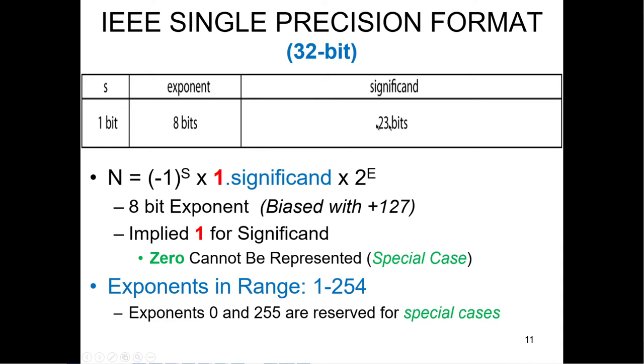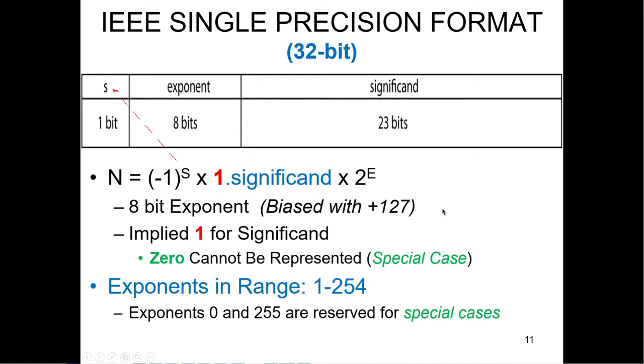And then 23 bits of significand with a 1 point appended in front of it, because it's implied. So that means 0 can't be represented. It has to be a special case. The only legal values for the exponent are 1 to 254. 0 and 255 are reserved for special cases.